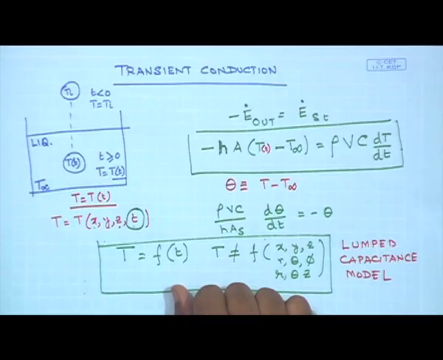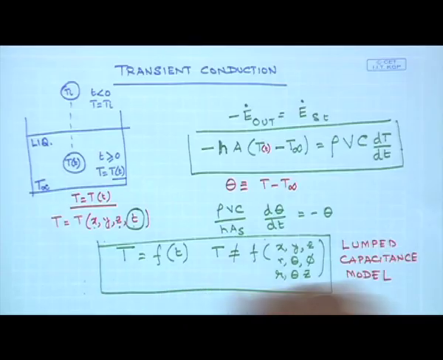Handling a situation in which the dependent variable, which is temperature in this case, is a function of 3 space coordinates as well as time, is difficult, and it would give rise to a partial differential equation which would require special techniques for their solution.